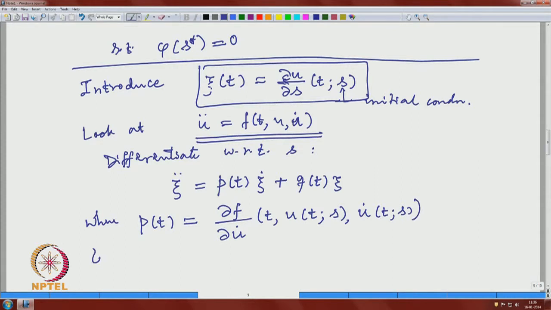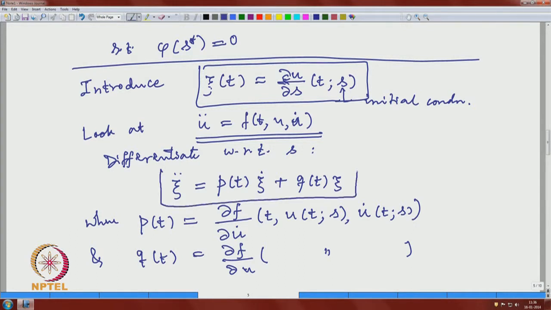Okay. And q t is just t, it does not depend on s. So, you do not have to worry about that, and same thing. Okay. So, this is called the variation equation. Okay. So, this plays an important role now. Variation equation.